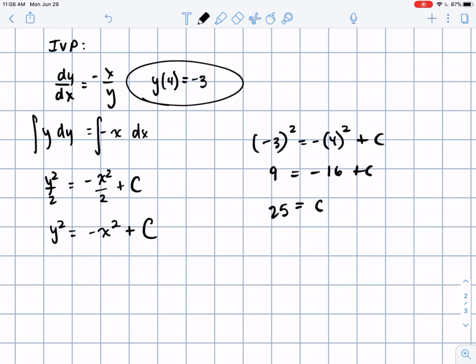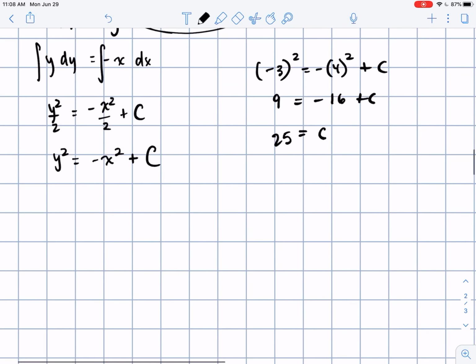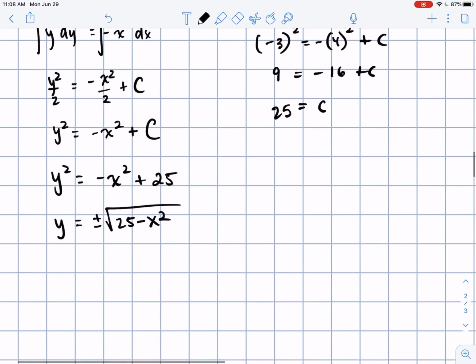So now if I plug that in, I'll get y squared equals negative x squared plus the 25. And now, if I take the square root, I'm going to do plus minus the square root, and I'm going to rearrange it: 25 minus x squared.